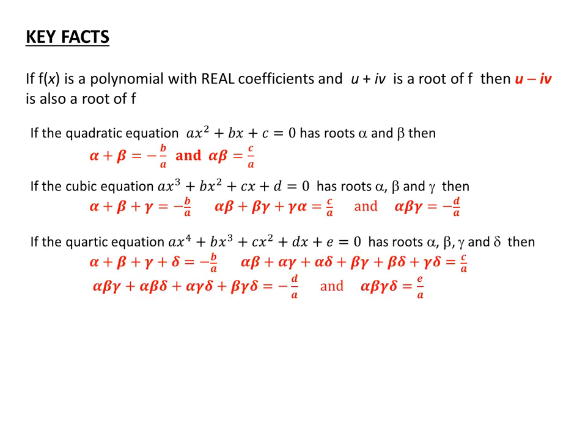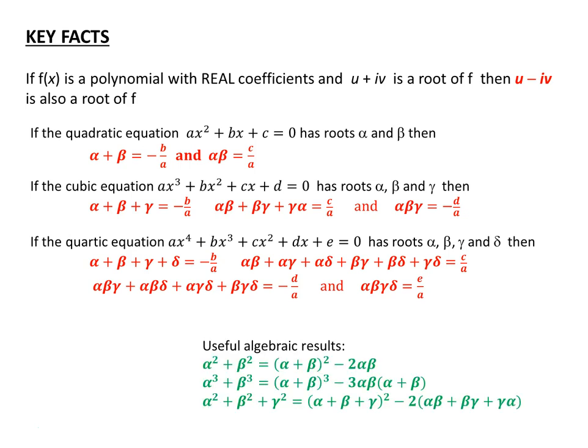And for the quartic equation, ax to the 4 plus bx cubed plus cx squared plus dx plus e equals 0. If that has roots alpha, beta, gamma and delta, then alpha plus beta plus gamma plus delta must be minus b over a, alpha beta plus alpha gamma plus alpha delta plus beta gamma plus beta delta plus gamma delta must be c upon a. Alpha beta gamma plus alpha beta delta plus alpha gamma delta plus beta gamma delta must be minus d over a. And alpha beta gamma delta must be e upon a.